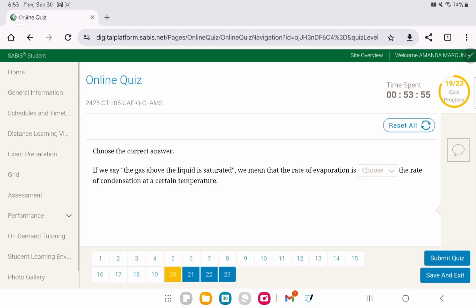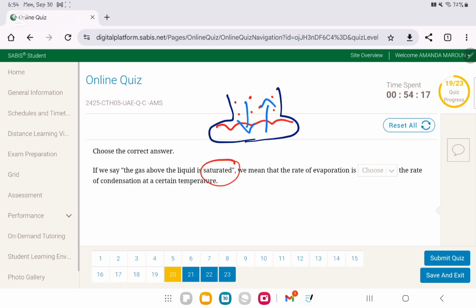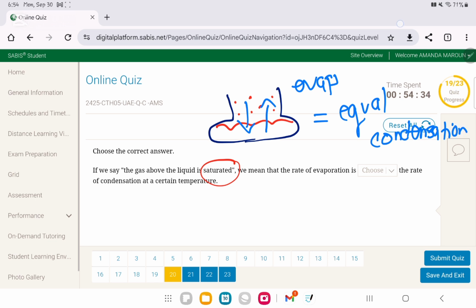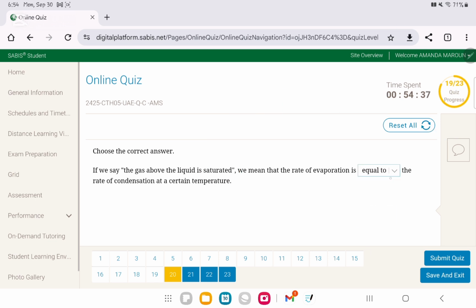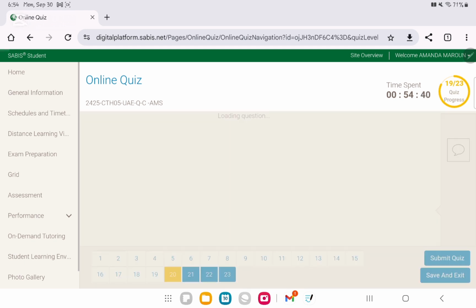Number 20. This is very important. Remember from the previous question, excuse my bad drawing, they said the liquid and the gas above the liquid is saturated. What does it mean? We have a liquid here and we have the gas here. That means the flow from liquid to gas, which is evaporation, and from gas to liquid, which is condensation, is equal. So the rate of evaporation is equal to the rate of condensation. That means it is at equilibrium.